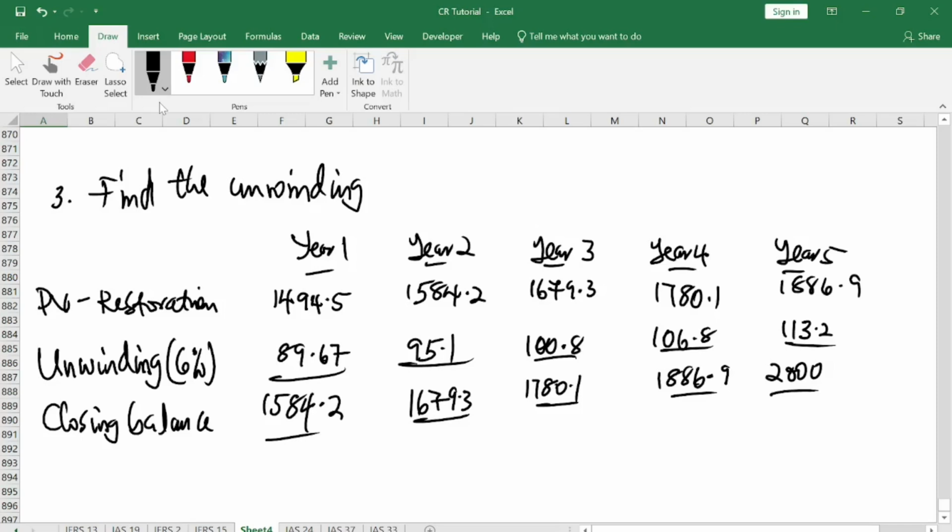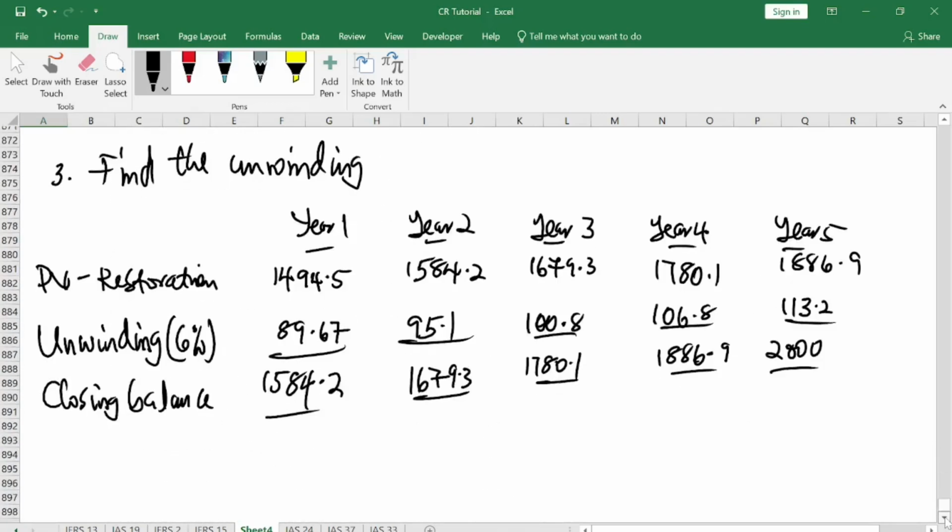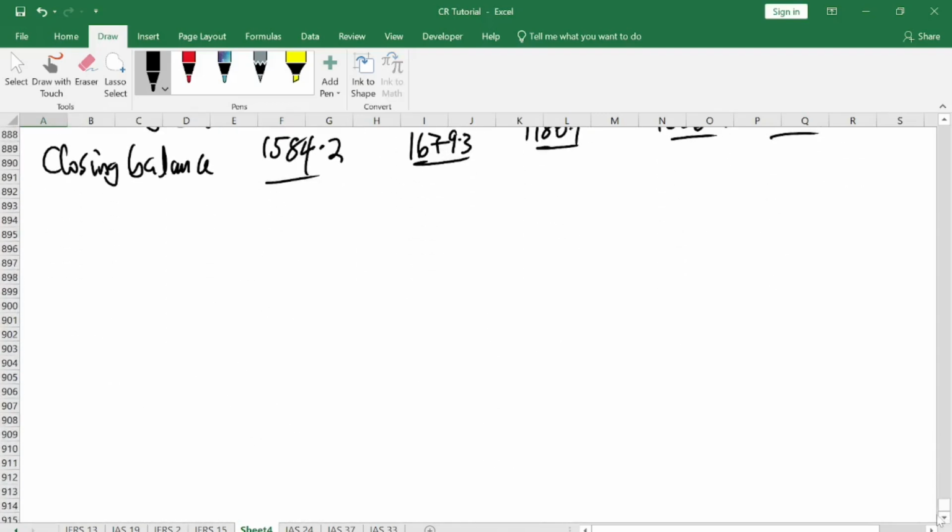If in the final year your closing balance is not equivalent to the restoration cost, then what you've done is wrong. At the end of the final year, your closing balance should be equivalent to the restoration cost. So this is 2 million. So the restoration cost is how much? 2 million. That is how it is prepared. So that's the table.